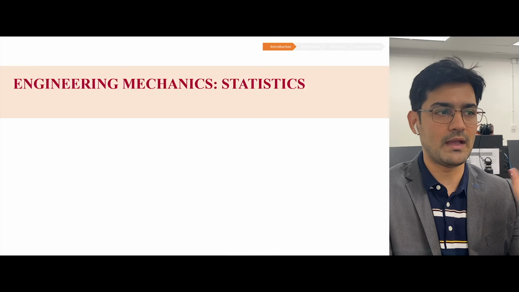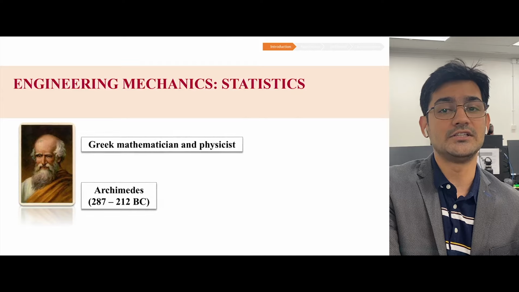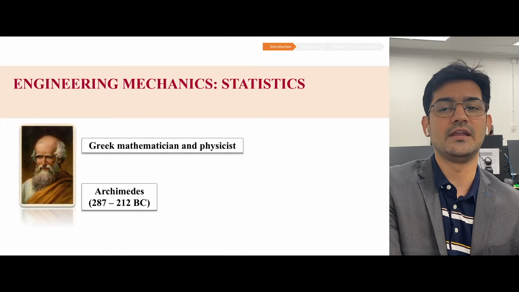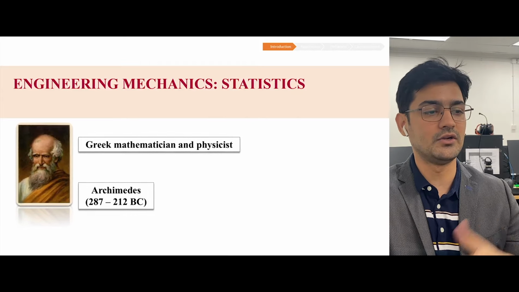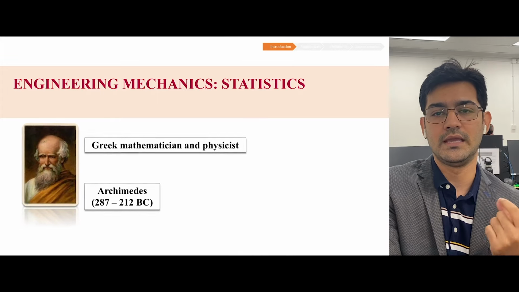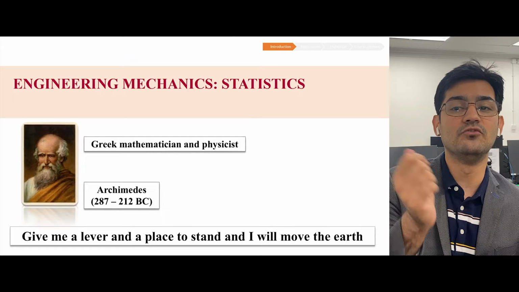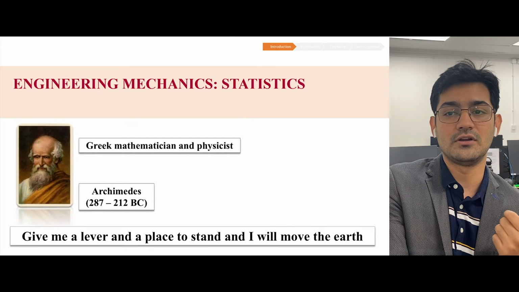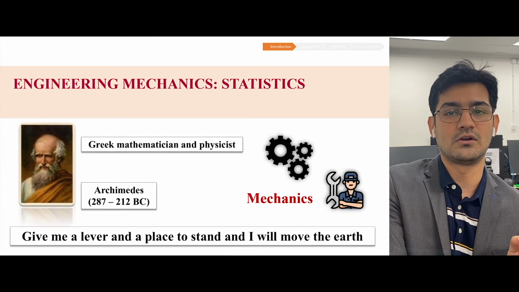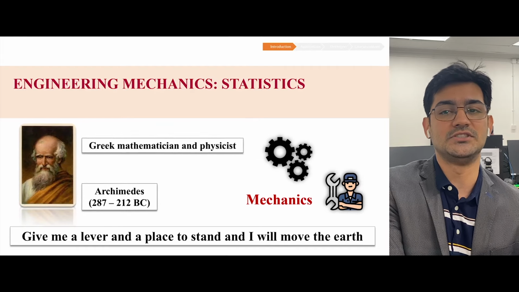Now let us go back in history. Archimedes, an ancient Greek mathematician and physicist, was born in 287 BC. He once said, "Give me a lever and a place to stand, and I will move the earth." His bold claim comes from his work on levers and his understanding of machines and systems.